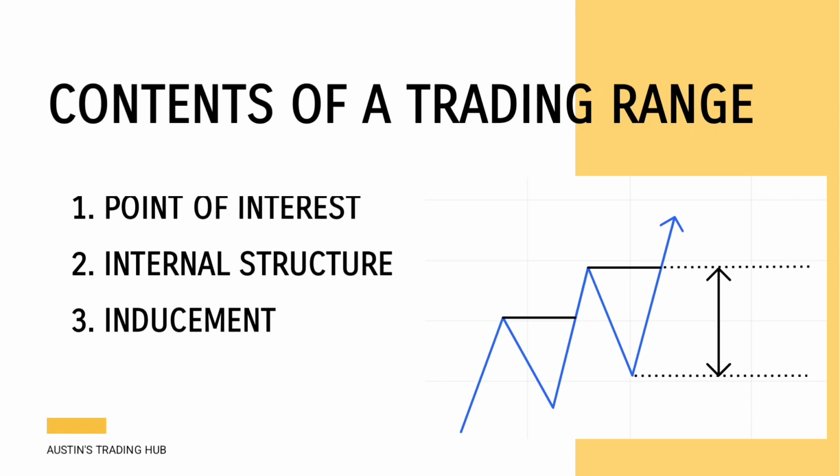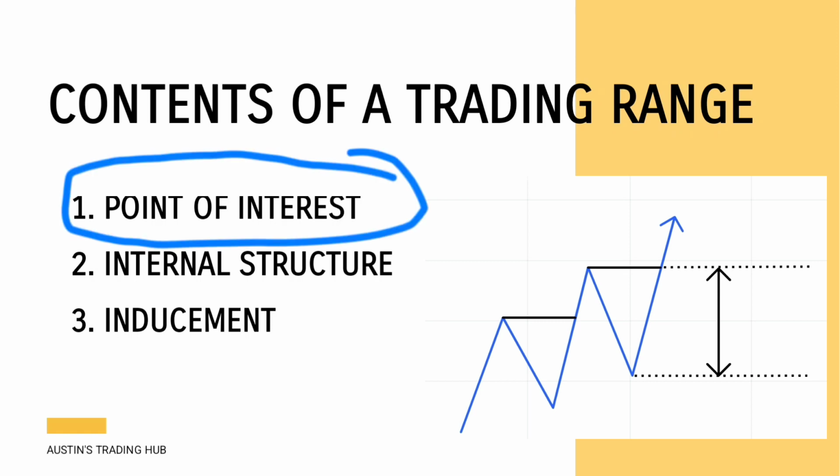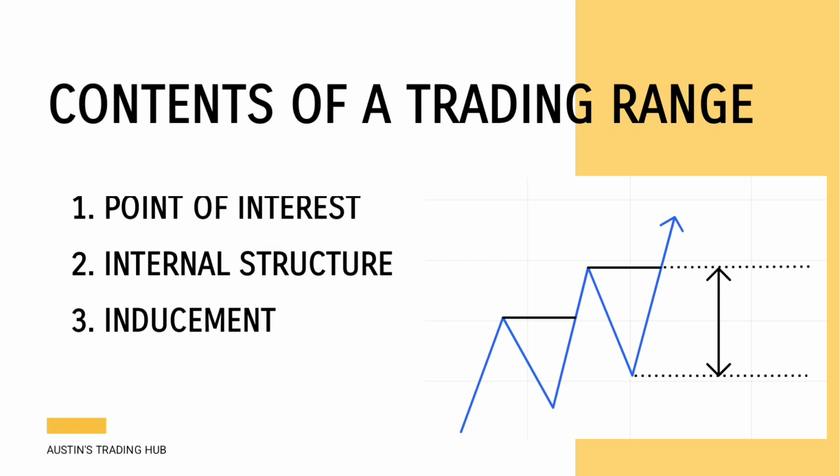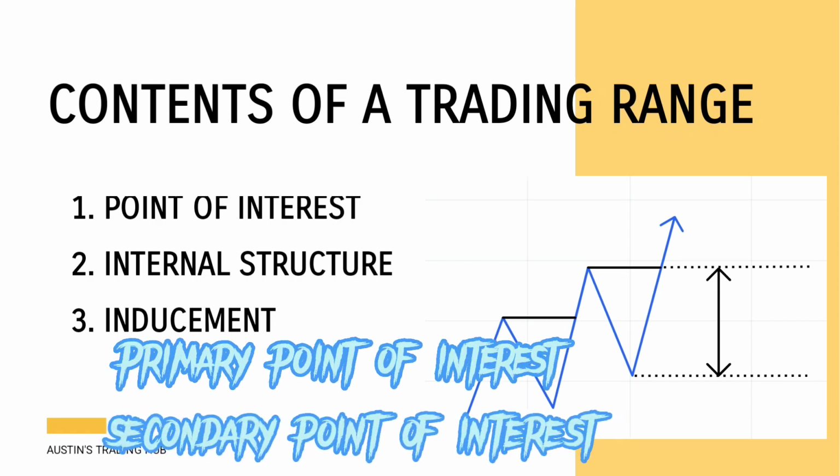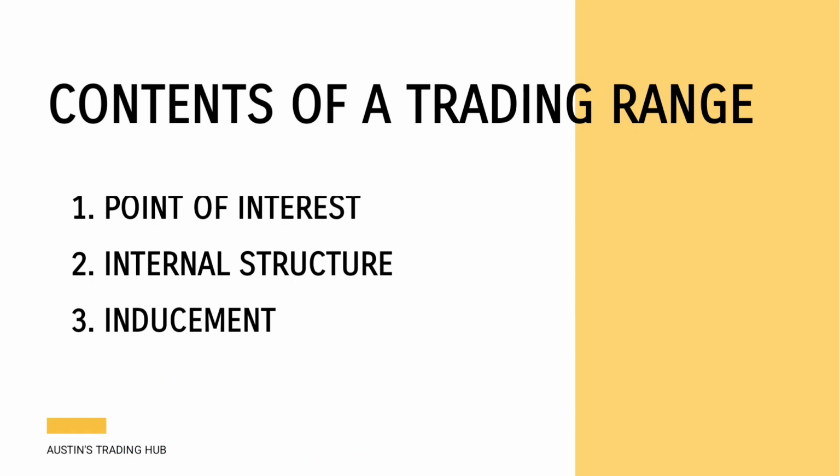And those smallest areas where we can comfortably take our trades are what we call points of interest. So points of interest, as the name implies, are points which we have interest in. Within this trading range, there are points where we hope to execute our trades. So it's not just anywhere within the trading range that we execute our trades. We execute our trades at specific points within the trading range. And there are basically two types of points of interest: primary point of interest, secondary point of interest, which we're going to be looking at in subsequent videos.